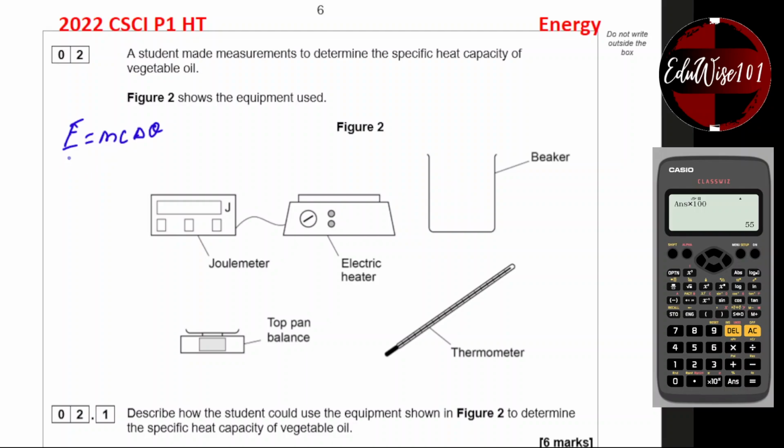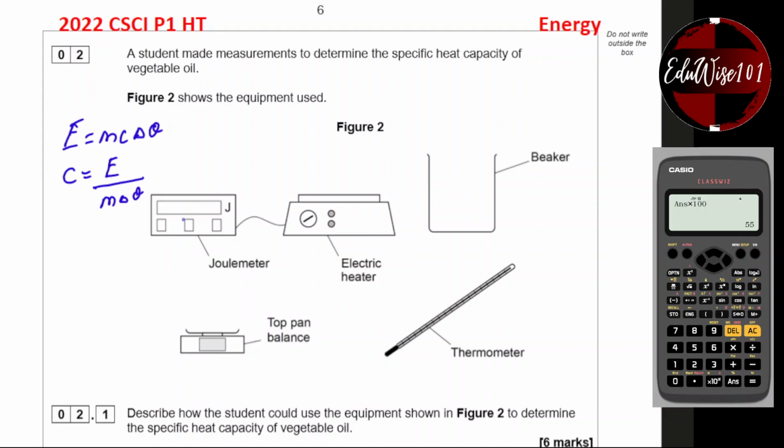E is for energy transferred, m is for the mass, c is for specific heat capacity, and delta theta is the temperature change. So to find specific heat capacity, you would need to know the energy transferred divided by the mass of the substance or material multiplied by this temperature change. So how would you do this?